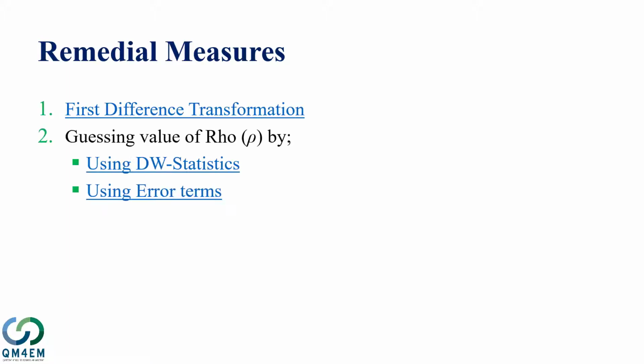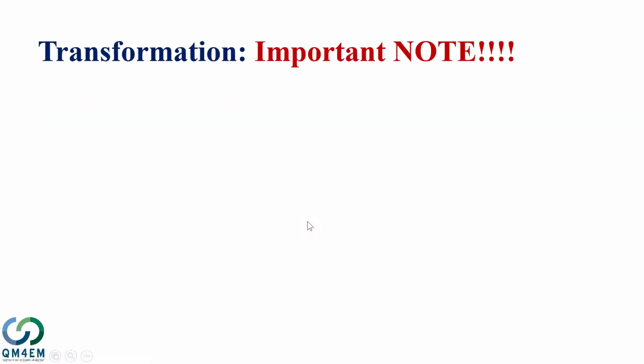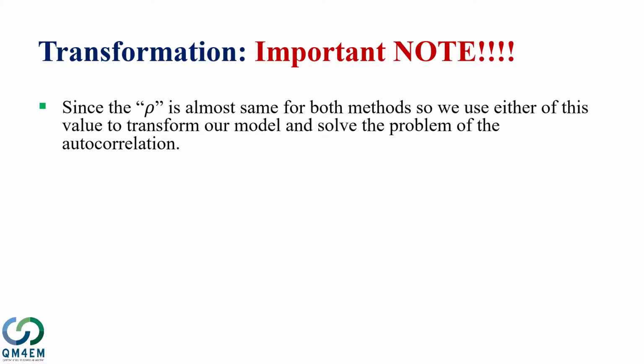Coming back to the main slide, once we have the values of rho, either from using the Durbin-Watson d statistic or from the error term, then we can use the transformation to solve the problem of autocorrelation. So how can we use this transformation? Let me demonstrate that. But first, let me show you a few important points that you should keep in mind while doing this transformation. First of all, since rho is almost the same for both methods that we have seen, it's close to 0.34 in both cases.